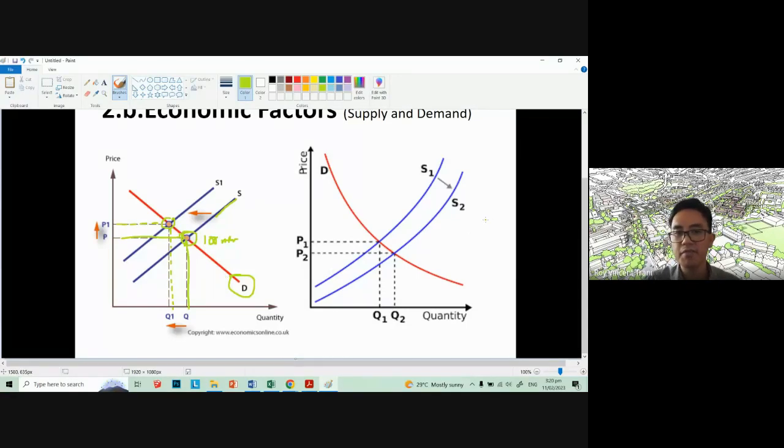Now, in the next graph to the right, what happens when supply increases and demand stays the same? The original price here is at point one, P1 and Q1. If the supply increases and the demand stays the same, the price will go down over here. So increased quantity will reduce prices if demand remains the same, and decreased quantity will increase prices if demand stays the same.